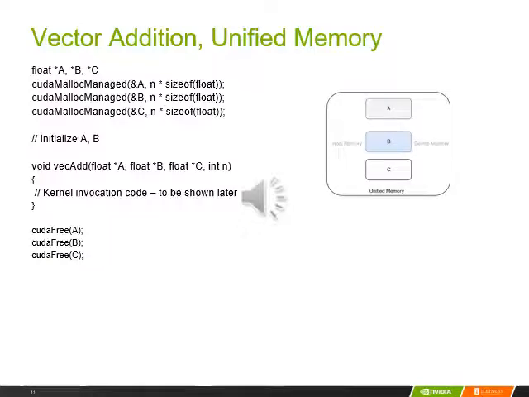The complexity of this example is analogous to memory management in vanilla C. When porting a CPU-only code to GPU, data management can be as simple as replacing malloc and free with the CUDA unified memory counterparts.